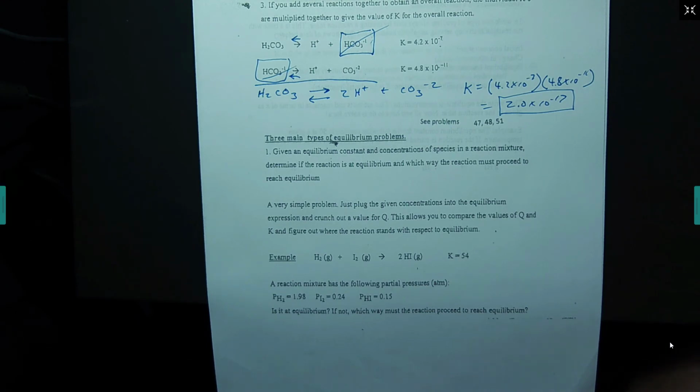I'm going to stop here and we will do a third video showing you the last types of equilibrium calculations you have to master here.